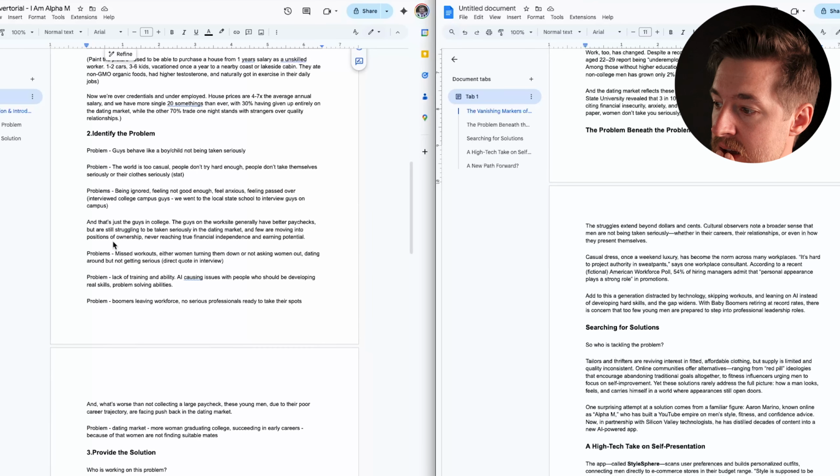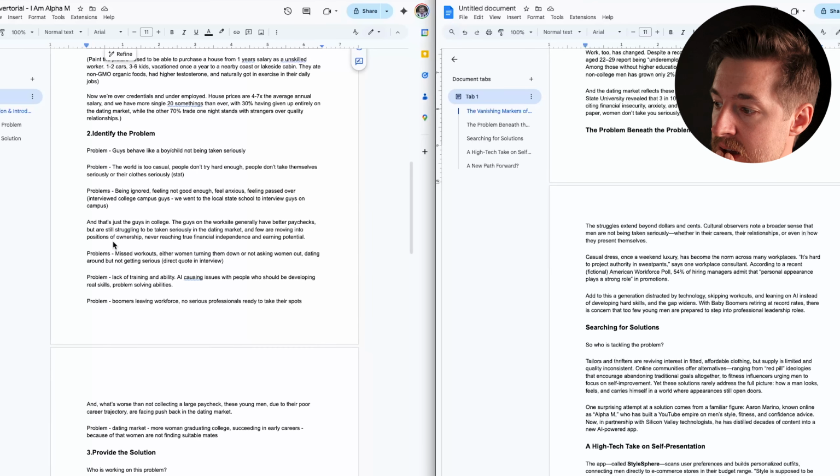So add to this a generation distracted by technology, leaning on AI instead of developing hard skills and real leadership qualities, and the gap widens. With baby boomers retiring at record rates, there is concern that too few young men are prepared to step into professional leadership roles. Searching for solutions. So who is tackling the problem?